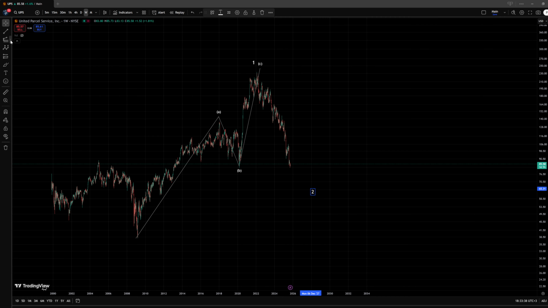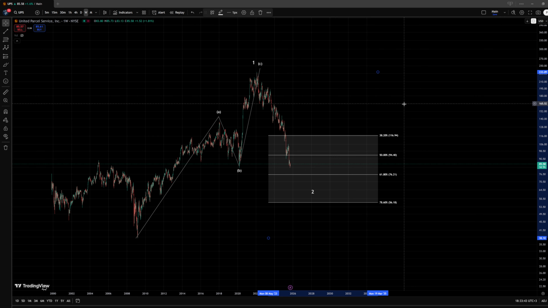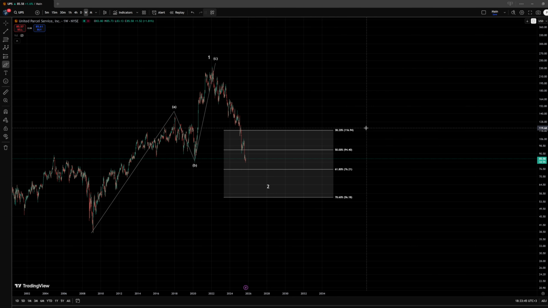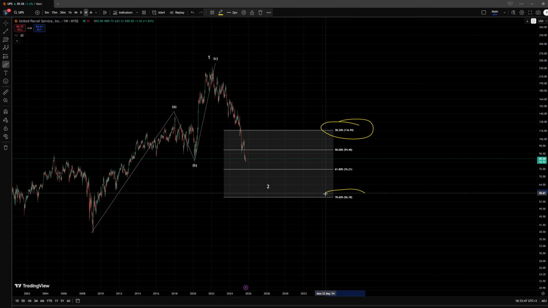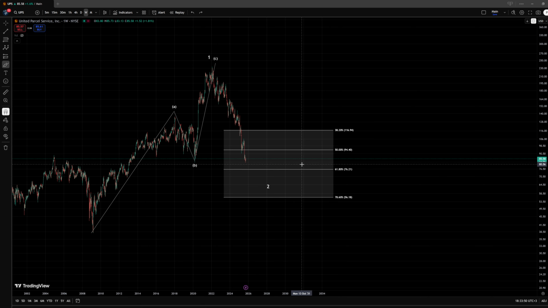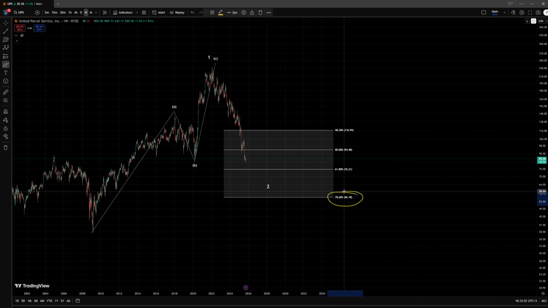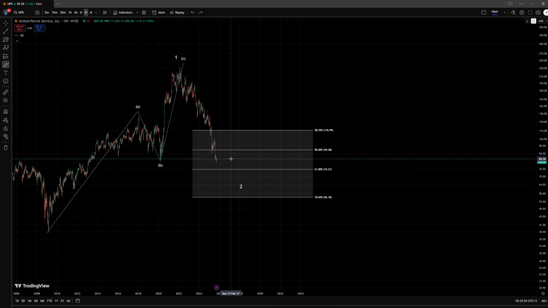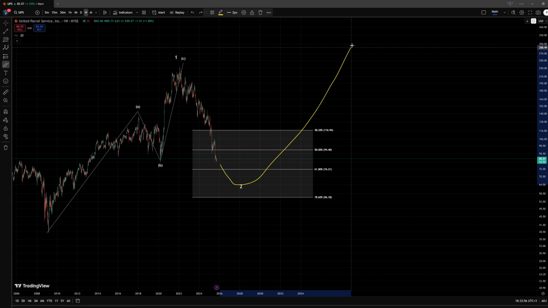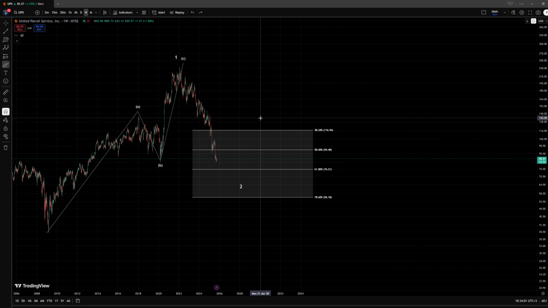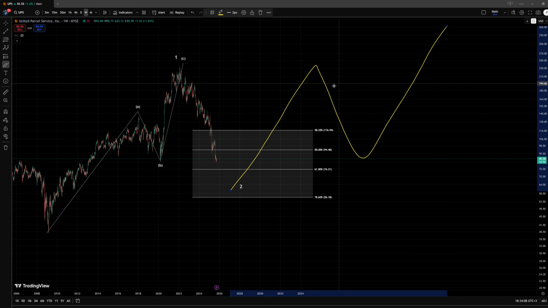for a correction within a wave 2, and we will have a support zone here for wave 2 that would be between the $117 level down to the $56 level, where as long as we stay above the 78.6% retracement, we can still look for continuation to the upside within a wave 3 with a decent probability for this to work out. Now keep in mind that this third wave to the upside would also work out within an ABC pattern. It wouldn't be an impulse either.